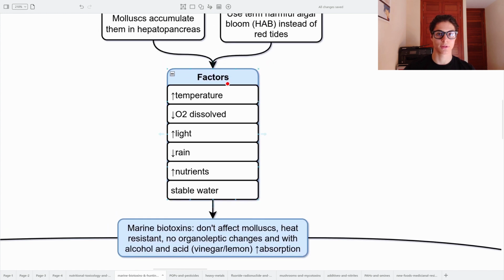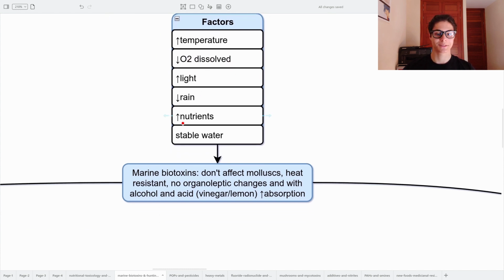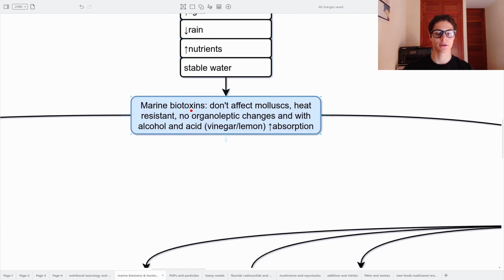The factors for the appearance of biotoxins are higher temperatures, lower oxygen dissolved in the water, a lot of light, no rain, the presence of a lot of nutrients, and stable water. The marine biotoxins do not affect the mollusks. They are heat resistant and they do not change the organoleptic properties. And we have to mention that with alcohol and acid, for example vinegar or lemon, that we generally use when we eat seafood, the absorption of these biotoxins is increased.